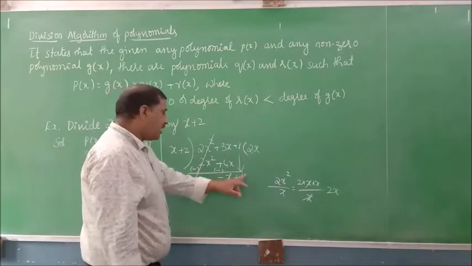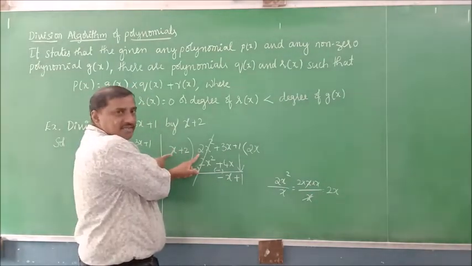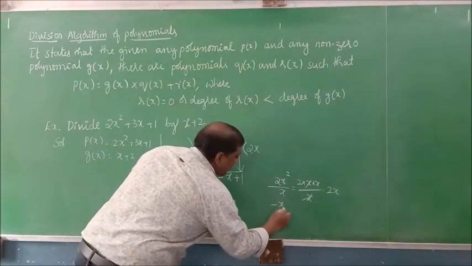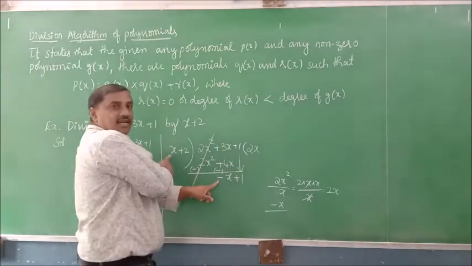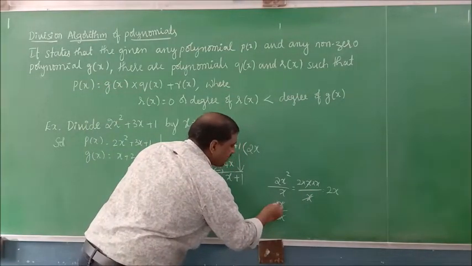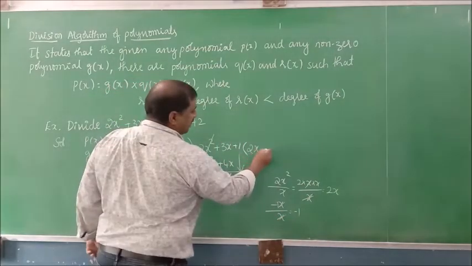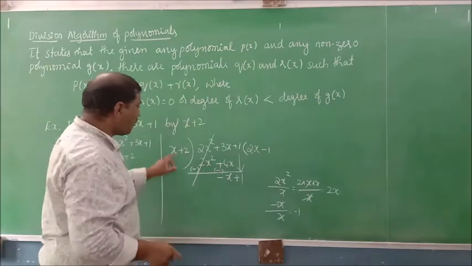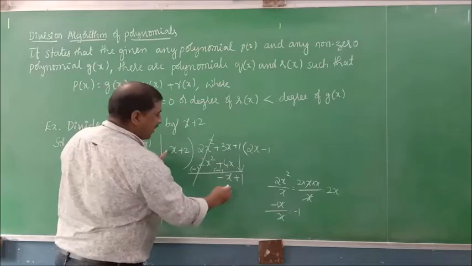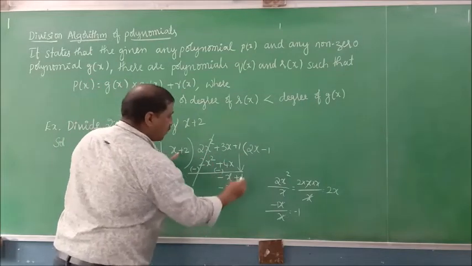What is the third step? Divide the first term of the dividend by the first term of the divisor. Now this is the dividend. Which is the first term here? It is minus x. Divide minus x by the first term of the divisor, that is x. x and x are cancelled. Minus x is minus 1x, so we get minus 1 as the quotient. Keep minus 1 here. Then multiply: plus into minus is minus, x into 1 is x, and minus 1 into 2 is minus 2.